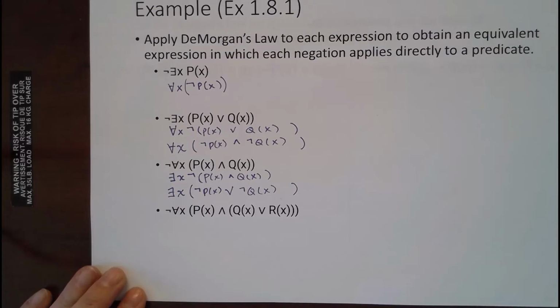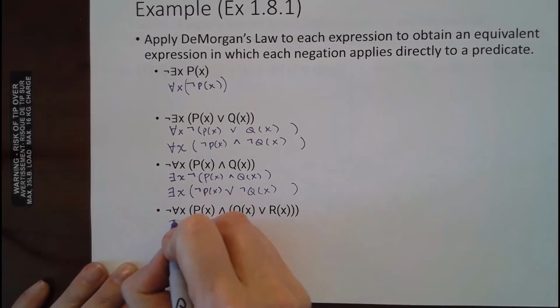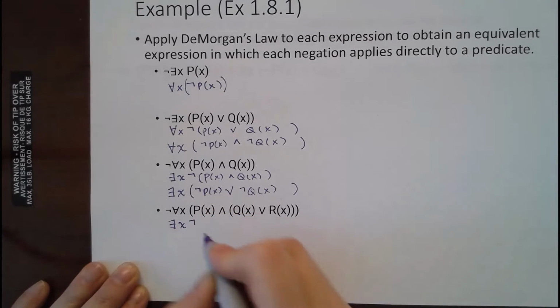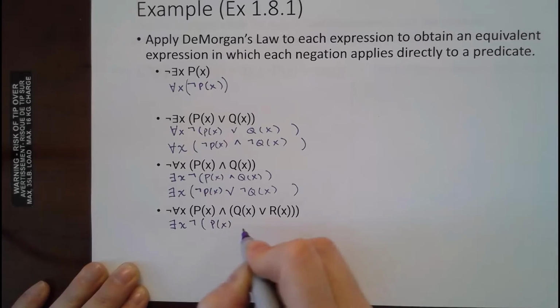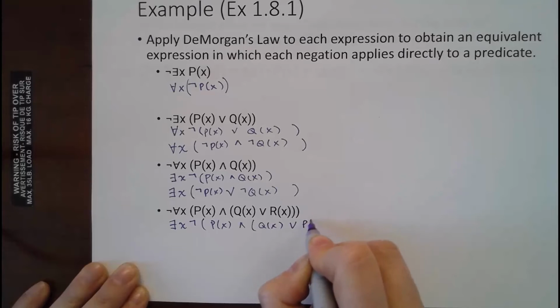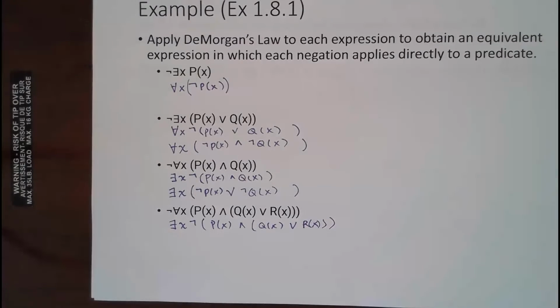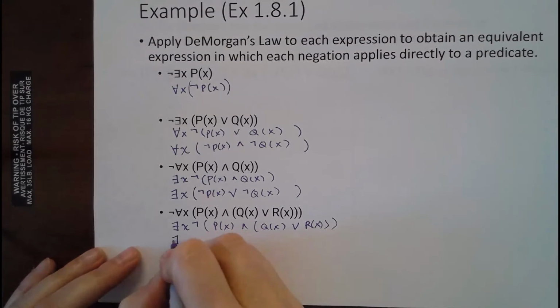And there's a lot more going on in this last one, so I would definitely do this one in a couple of steps if I were here. So the negation is going to move across, so that's going to turn into existential. We'll have a negation in front of this whole big thing. Oh, lots of parentheses. So leave this one alone.